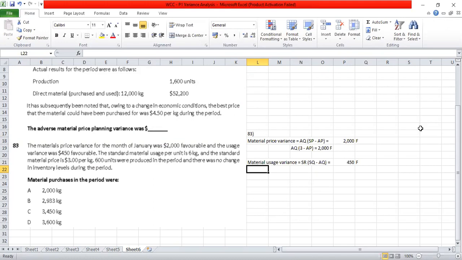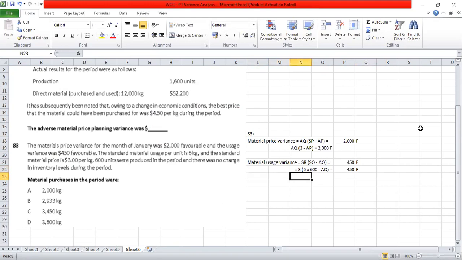So actual quantity is not given. So out of 3 unknown variables, if 2 are known, we can find out the third unknown variable. So let's take it up. Standard rate is given as 3, into standard quantity. How do we calculate? It says that the standard material usage per unit is 6. So 6 into how many actual units were produced? 600 units. So that gives us the standard quantity of material, minus the actual quantity of material which is not known to us, is equal to 450 favorable.